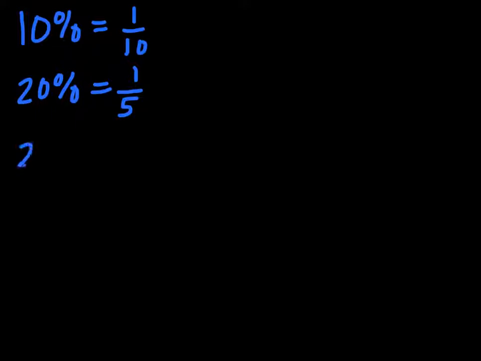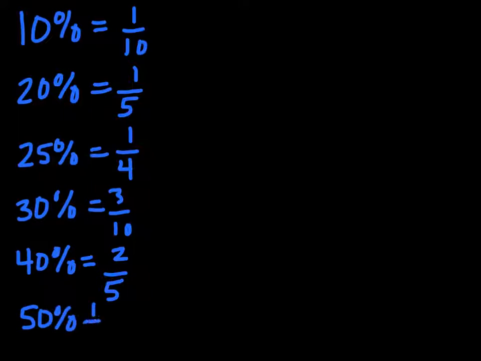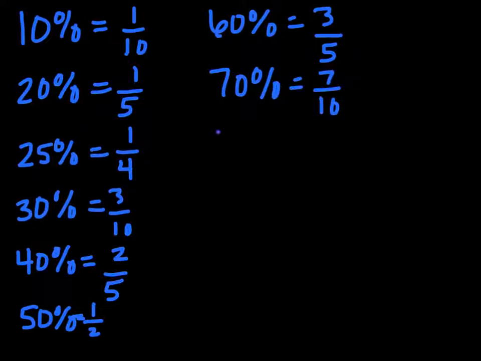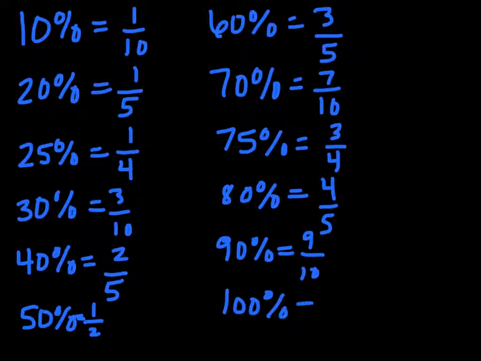There is a set of common percents that you will see so frequently that you'll simply memorize them. 10% is the same as 1/10. 20% is equivalent to 1/5. 25% is equal to 1/4. 30% is 3/10. 40% is 2/5. 50% is 1/2. 60% is 3/5. 70% is 7/10. 75% is 3/4. 80% is 4/5. 90% is 9/10, and of course 100% is equal to 1.